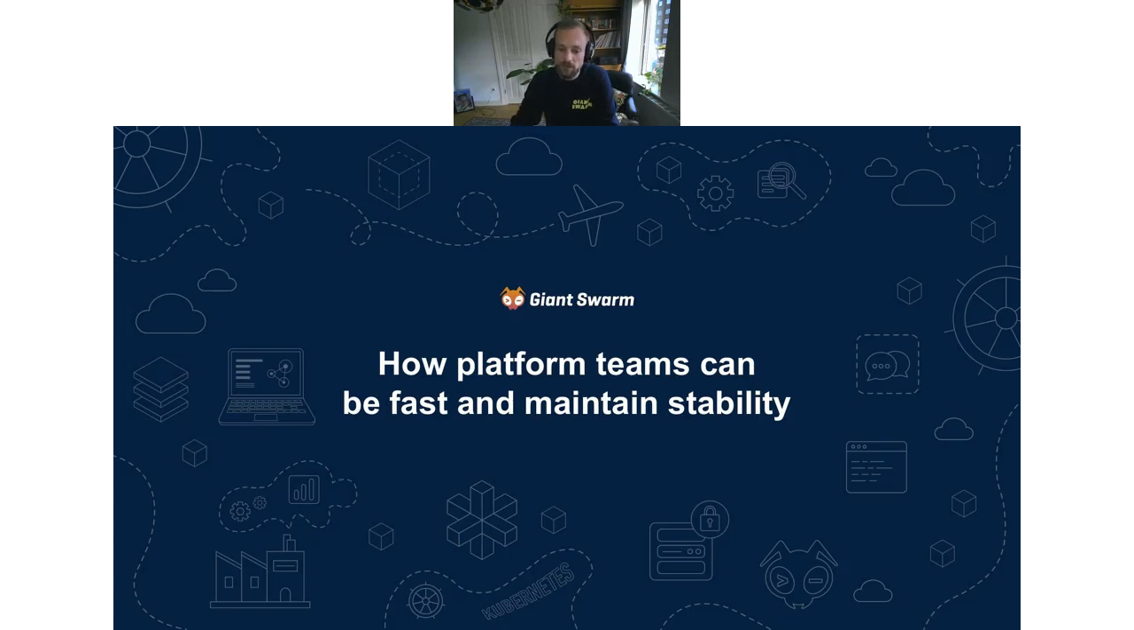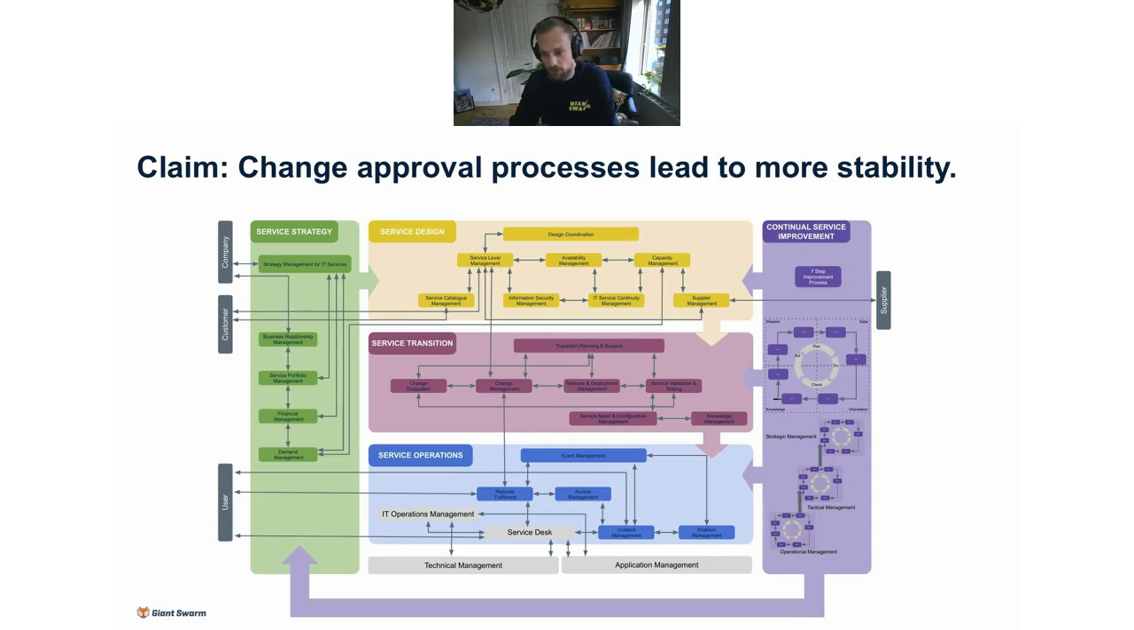So the claim in organizations, or actually bigger organizations, and I have seen a lot of organizations that have these claims, is that change approval processes lead to more stability. So the answer could be adding new approval processes everywhere you can, so you can manage dependencies, coordinate between teams, and embed external regulations and stuff like that. But that's a claim.